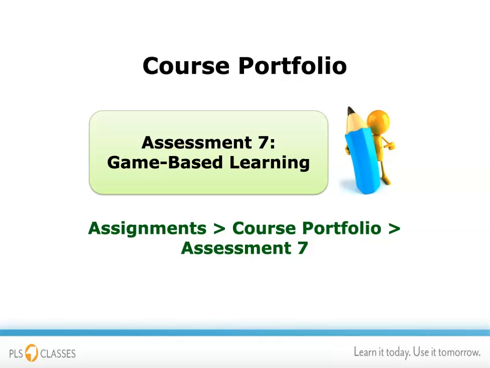We have discussed creative activities and movement in hands-on activities. A third type of activity you can utilize in the classroom is the subject of your next assessment, game-based learning. Assessment 7. Please go to Canvas, Assignments, Course Portfolio, Assessment 7, where you will find the activity template and the rubric for this assessment. In this assessment, you are to describe a game-based learning activity you can use in your classroom that is appropriate for the students at your grade level.